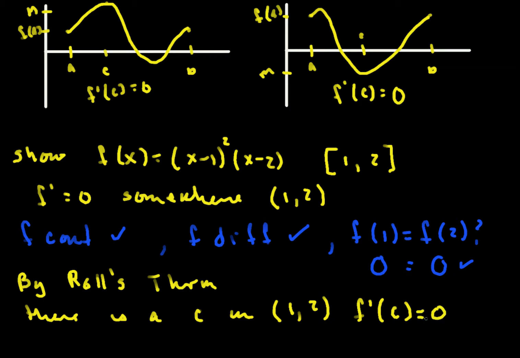Now again, we didn't find it. We could. You have the tools, you have the techniques to find it. But what Rolle's theorem gives us is just a quick way to say yes or no without actually even calculating the derivative. As long as it's continuous on the closed interval, as long as it's differentiable on the open interval, and as long as the function is equal to itself at the endpoints, then Rolle's theorem can be used to just answer yes or no, the derivative is 0 somewhere in that interval.